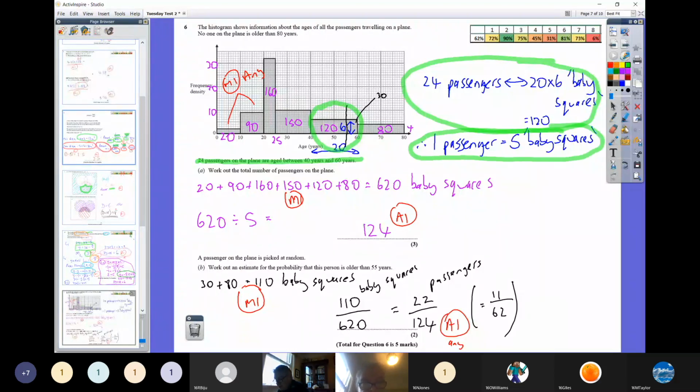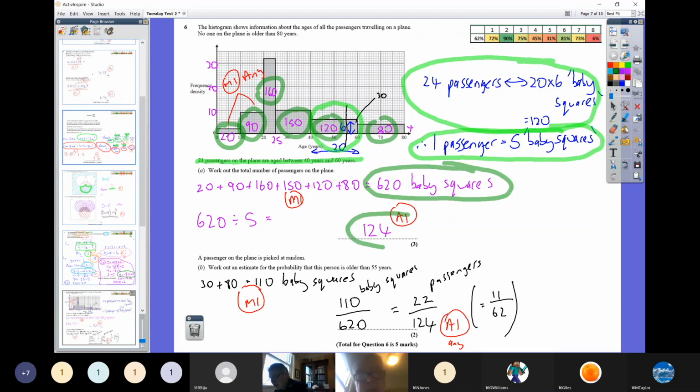So that really allows me to answer this question. Doing part A, I've added up all of the baby squares. For each of those rectangles, you do base times height in baby squares. So my first one is 20, then 90, then 160, then 150, then 120, then 80. Add all those together, I get 620 baby squares. Divide that by 5 and you get an answer of 124. Now you may not have gone down the baby square route. You may have done it other ways, but I think that was the easiest way to do it.